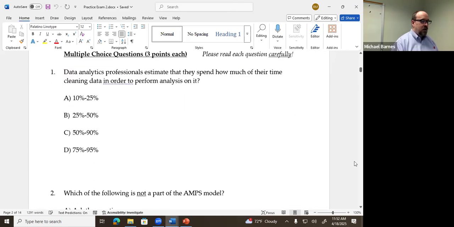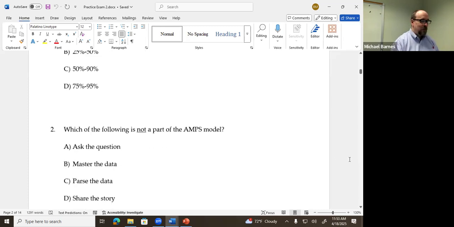Question number 1. Data analytics professionals estimate they spend how much of their time cleaning data in order to perform analysis on it? So what is the range on that? That was 50 to 90%. Seems like a weird thing to ask a question on, but it was such a substantial fact that I felt it was necessary to ask a question about it. Keep in mind that in data analysis, a lot of that time is spent in the cleaning process.